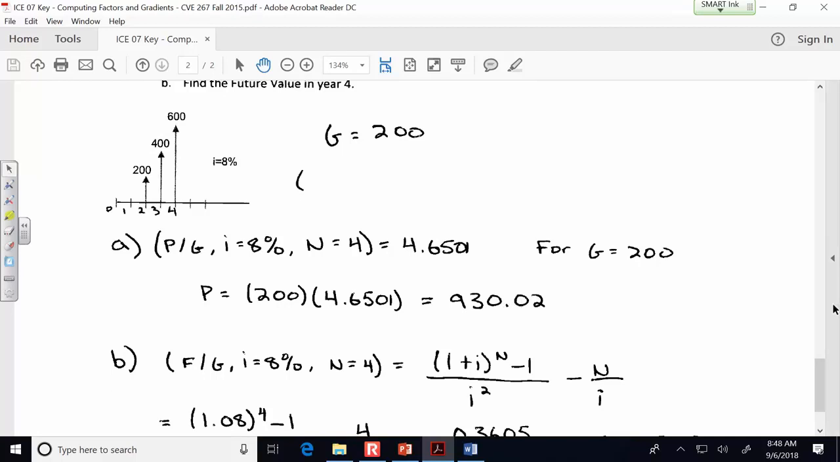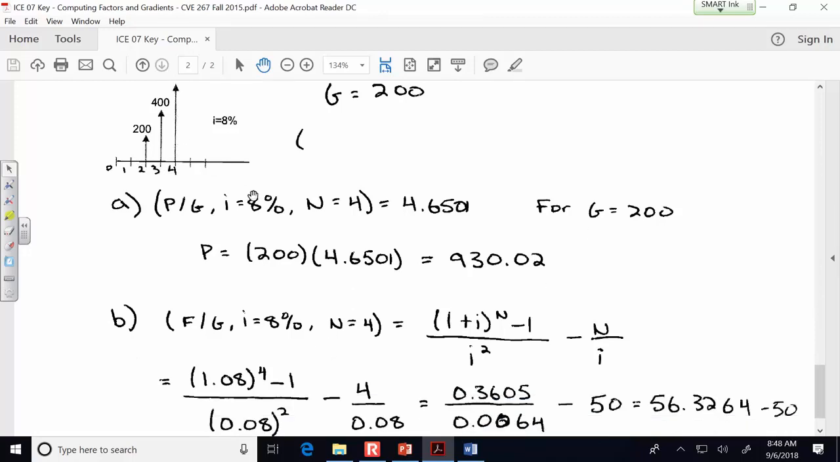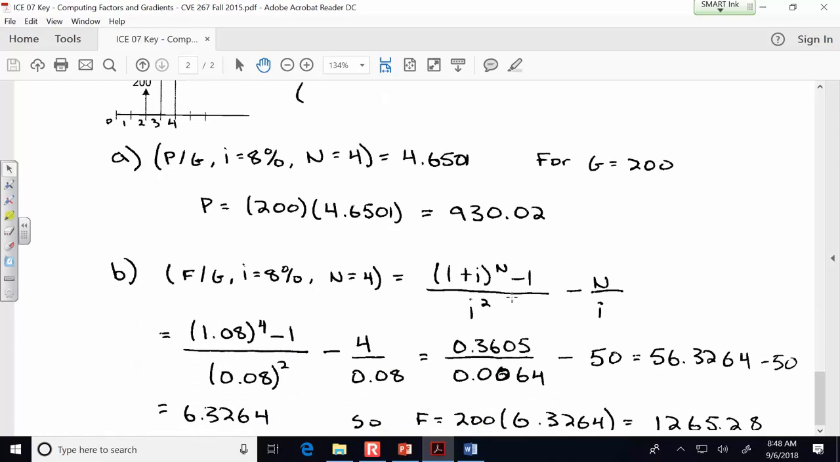Since this particular table doesn't have a column for f/g, if we want to know the equivalent amount for all of this in year 4, the formula is a little bit more complicated. So we have to substitute in 0.08 for i, n is 4. The factor you should get for that is 6.3264. So if you multiply 200 by that factor, you get 1265.28. Anybody else get that same amount? Good. All right.